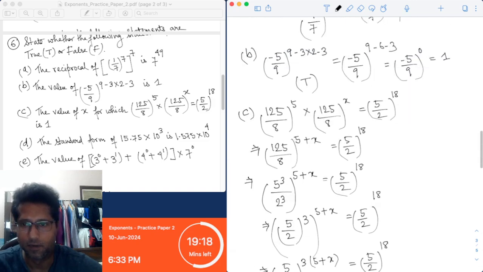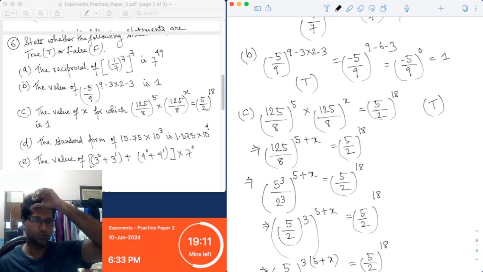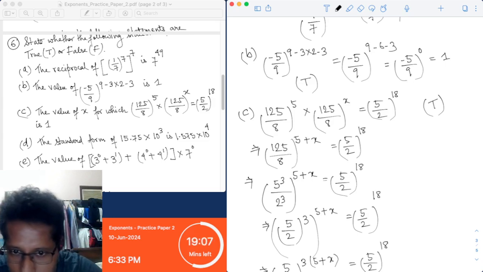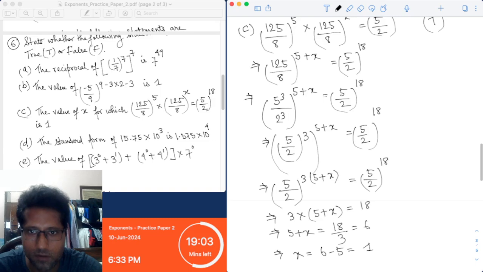So this statement is true, because it is saying that the value of x for which the equation is satisfied is 1, and we found that indeed the value of x is coming out to be 1. Okay, so this is true.